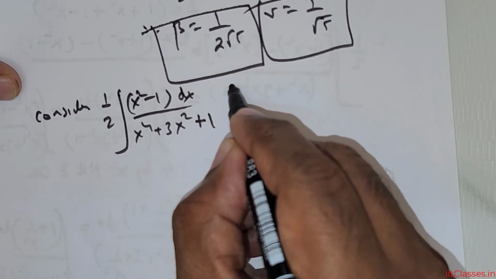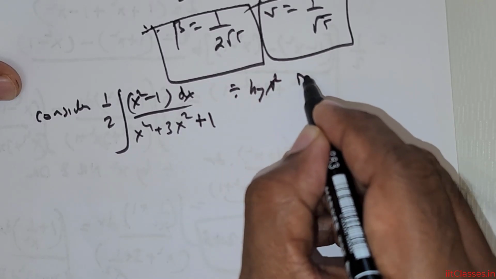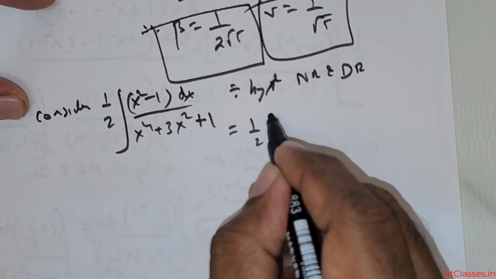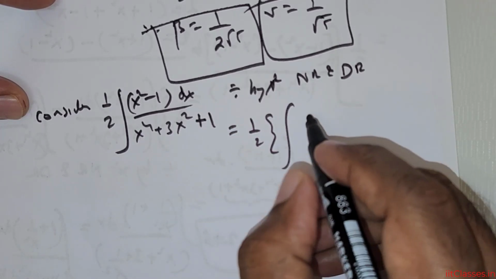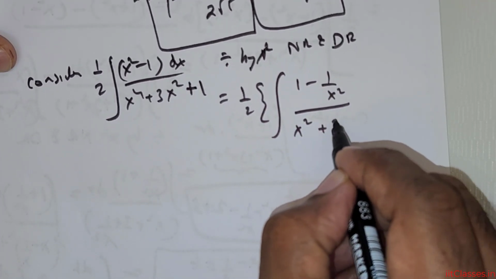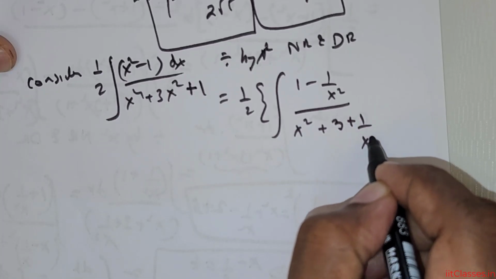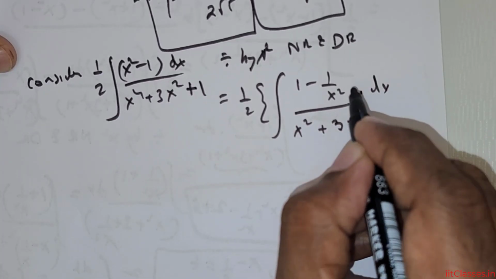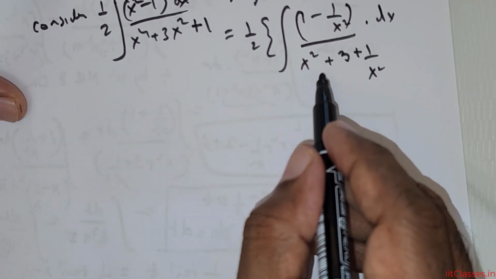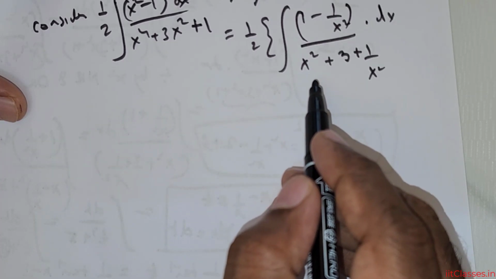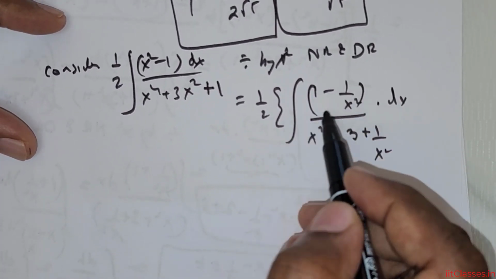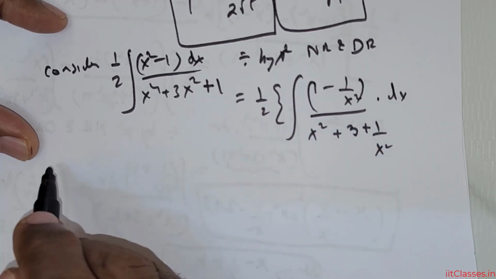Now as I mentioned to you, I will divide by x squared the numerator and the denominator. So that in turn would give me 1 over 2 integral of (1 − 1/x²) divided by (x² + 3 + 1/x²) times the dx. Now I need to make a substitution in such a fashion that when I take it equal to t and differentiate, I'm able to get the numerator.